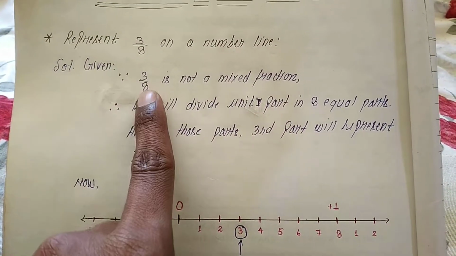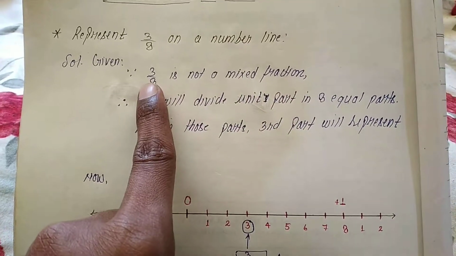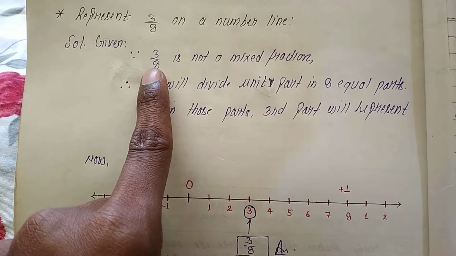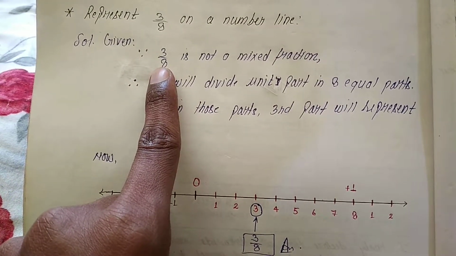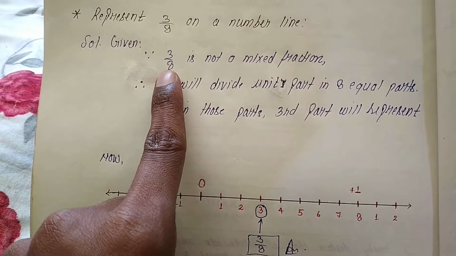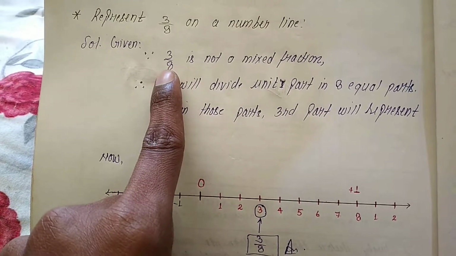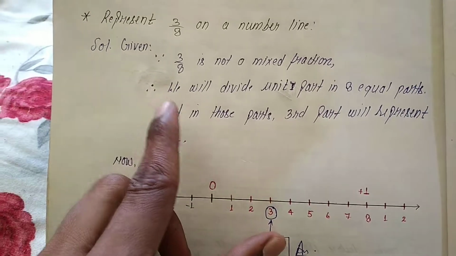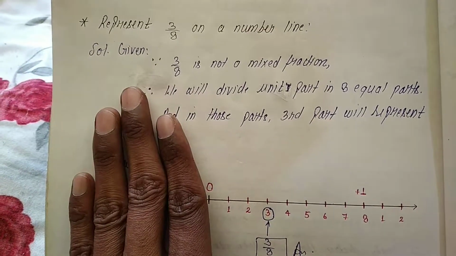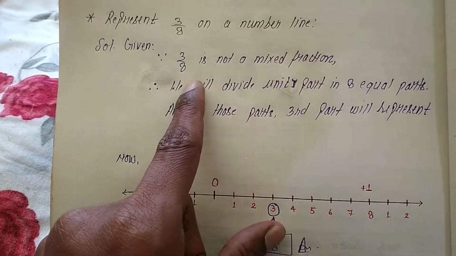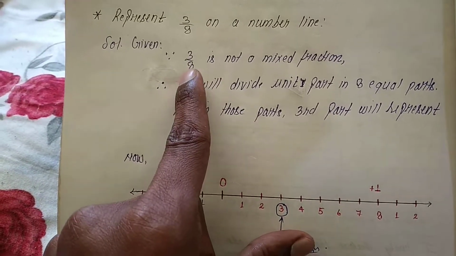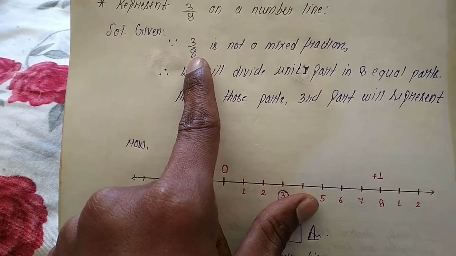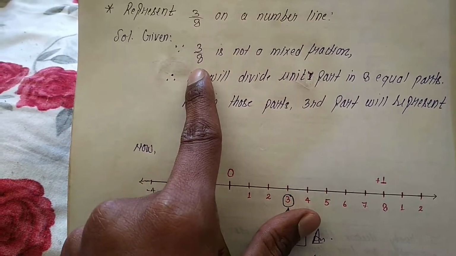Solution: given, since 3 by 8 is not a mixed fraction, actually it is a proper fraction, and in a proper fraction look at the denominator. If the denominator is 8, that means any one part is divided into 8 equal parts, and the definition of a proper fraction is that the numerator is less than the denominator. Now see, any one part whose 8 equal parts are there.